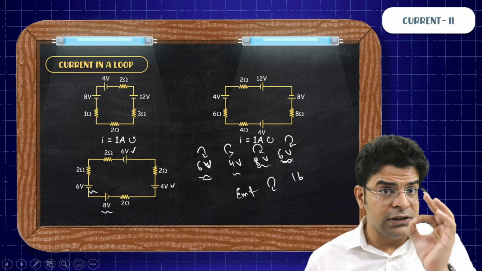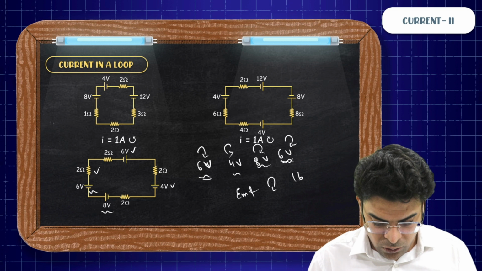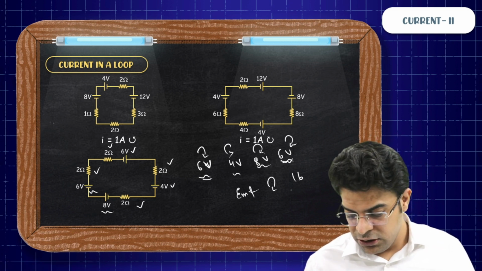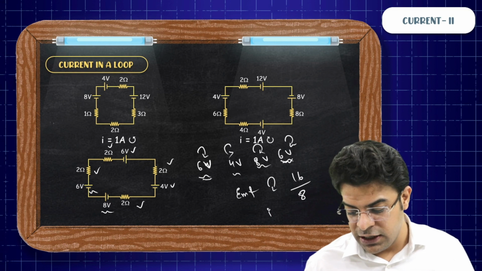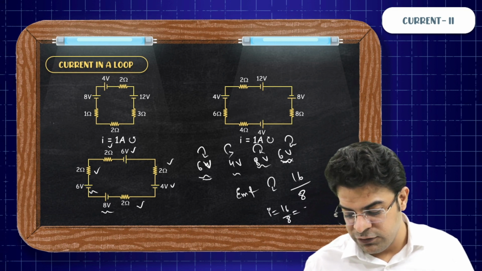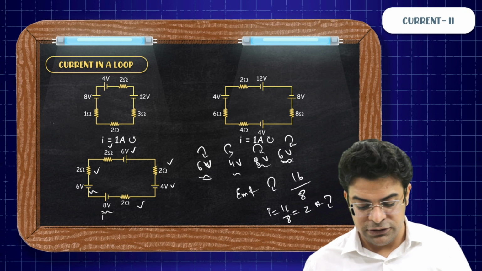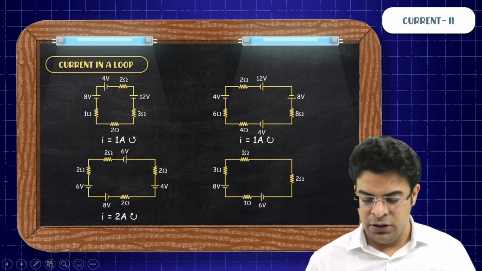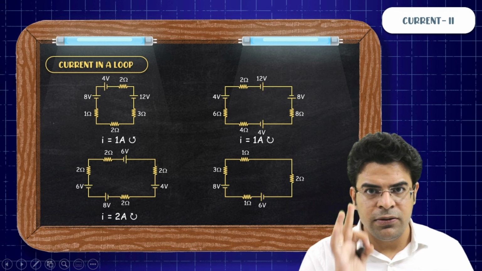And the equivalent resistance of this circuit is 2 plus 2, 4, 4 plus 2, 6, 6 plus 2, 8. So the equivalent resistance is 8. So the current has to be equal to 16 by 8, which is 2 ampere clockwise. Did you get the right answer? If not, do not worry, practice the next one. Pause the video, get your answer before I solve it.